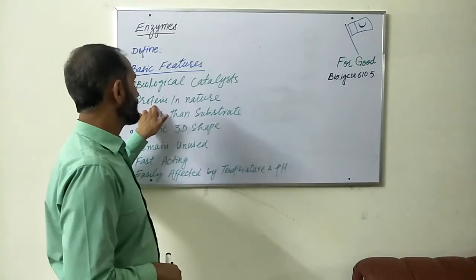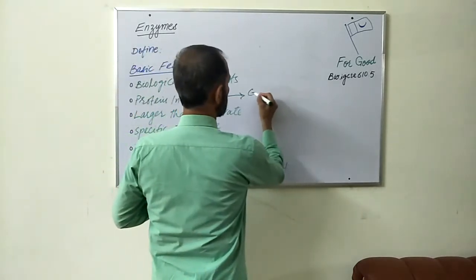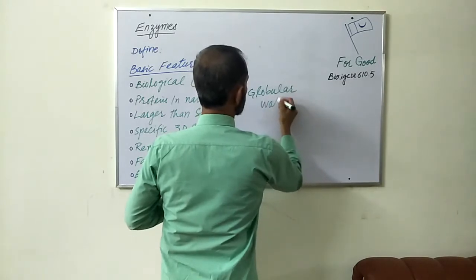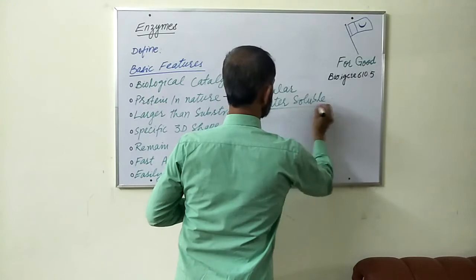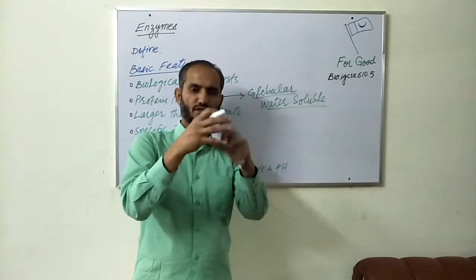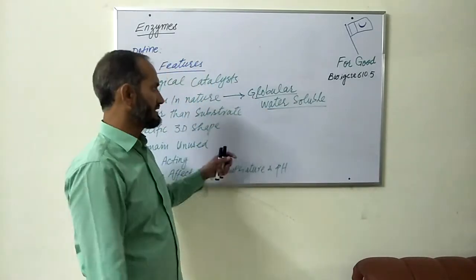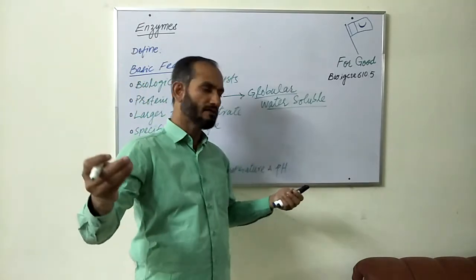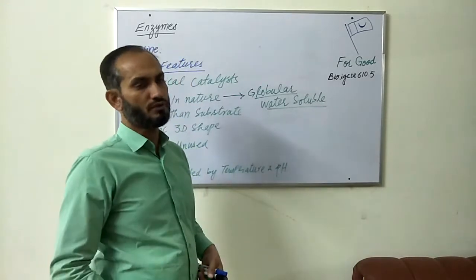Okay, what type of proteins they are? They are globular proteins and they are water soluble proteins. Two basic features of the proteins are that they are almost spherical or round in shape and they are soluble in water. These type of proteins are the enzymes. Means they are not structural proteins, they are not fibrous proteins, and they are also not insoluble in water, rather they are soluble in water.